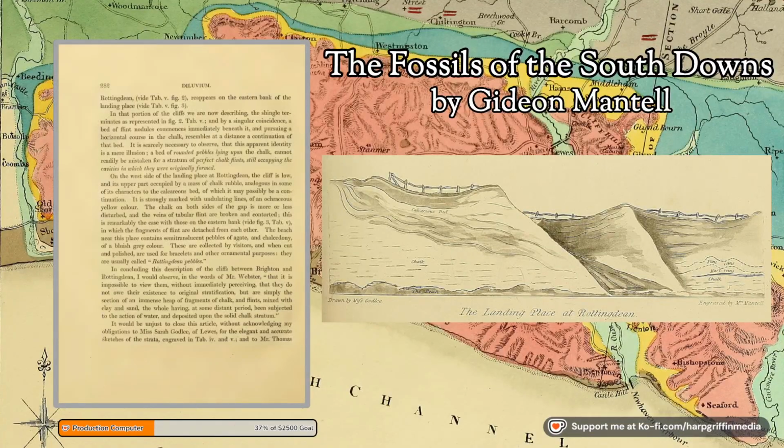The beach near this place contains semi-translucent pebbles of agate and chalcedony of a bluish-gray color. These are collected by visitors, and when cut and polished are used for bracelets and other ornamental purposes. They are usually called Rottingdean pebbles.